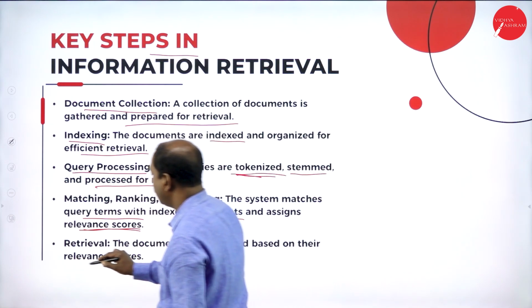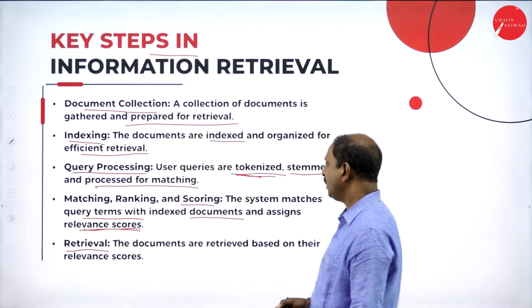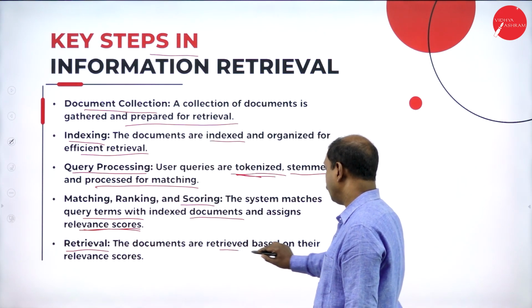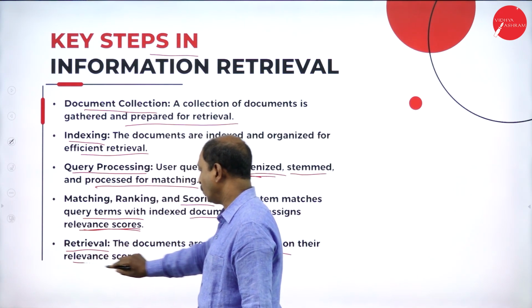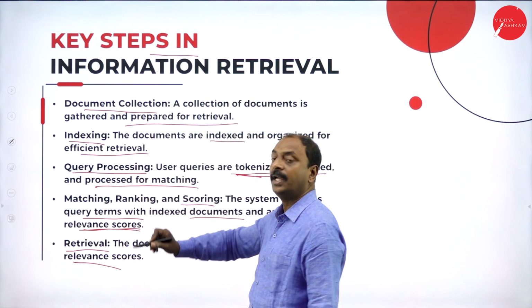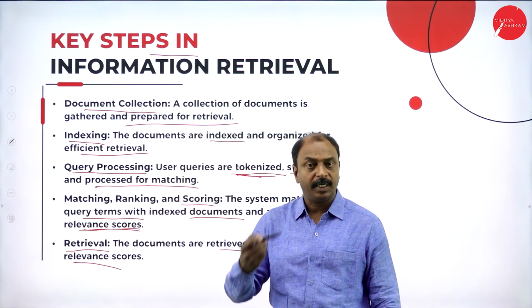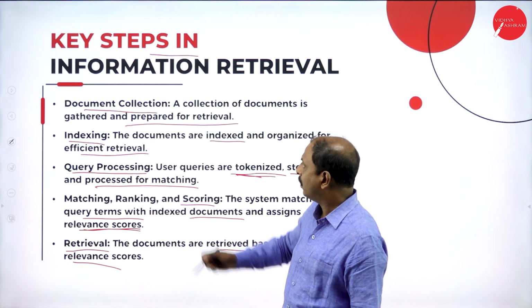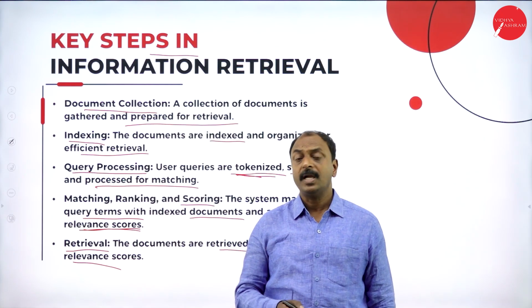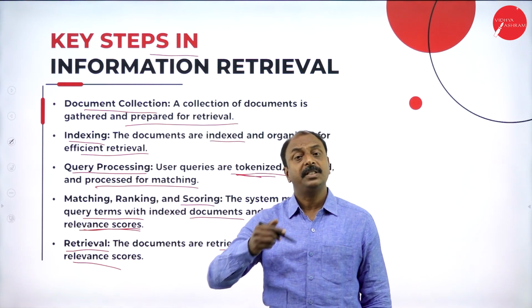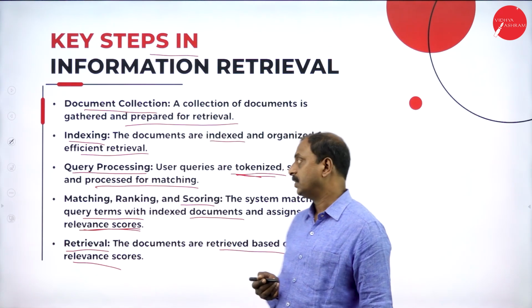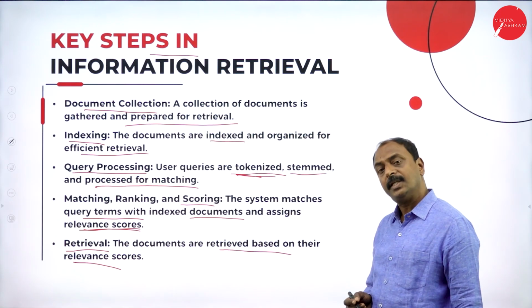And next one is retrieval. The documents are retrieved based on the relevance score. Here each and every document in the database or in the document collection will have a score. So based on that, it is going to retrieve the information from the data set or from the database.